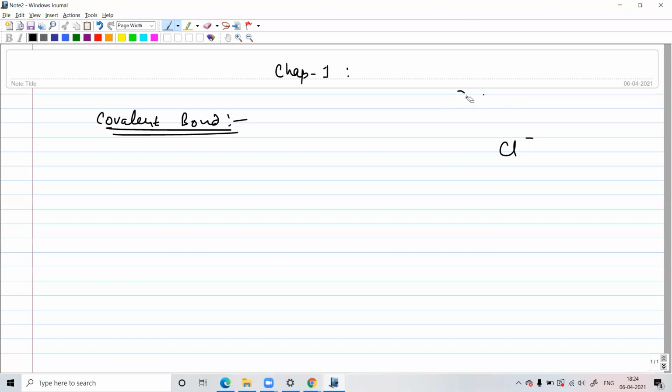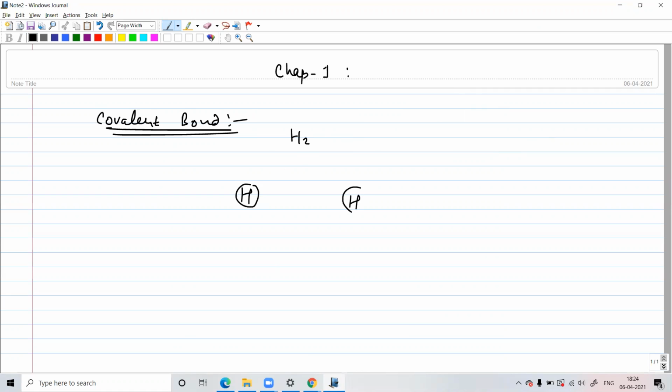But in case of covalent bond, the electrons are not given or taken away, but they're shared by both the atoms. So we can take the example of hydrogen gas, like I said, H2. This is a molecule. It is formed with the help of two atoms. H2 means what? It has two atoms of hydrogen. One H, another H here.